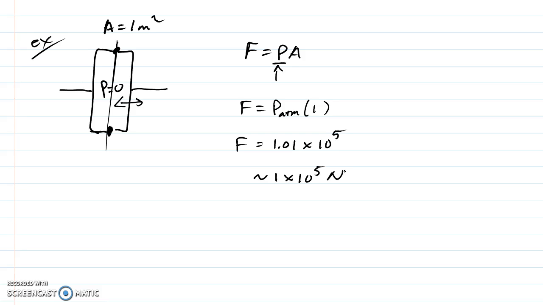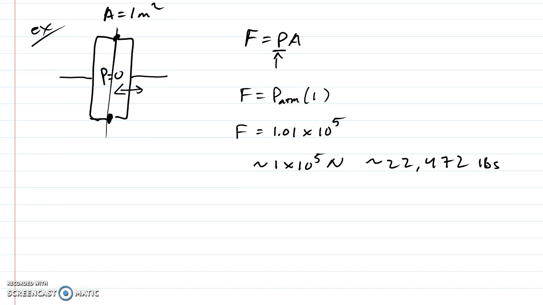Now if you divide that by 4.45, you're going to get about 22,472 pounds of force. That'd be 11 tons of force on that cross-sectional area. So no wonder it took teams of horses to pull those apart.